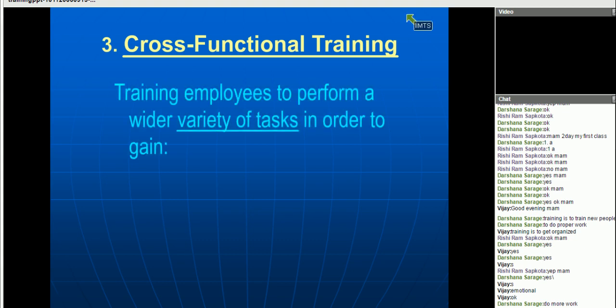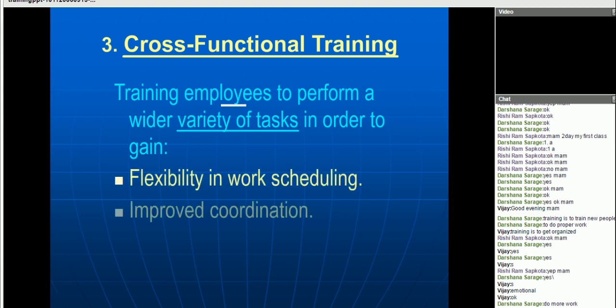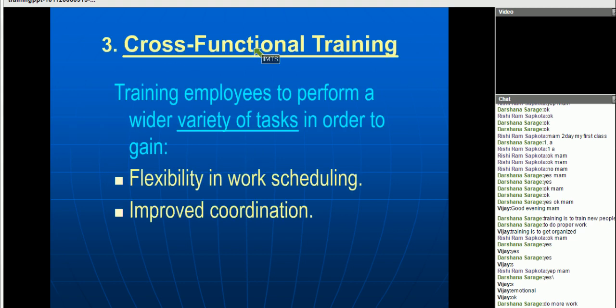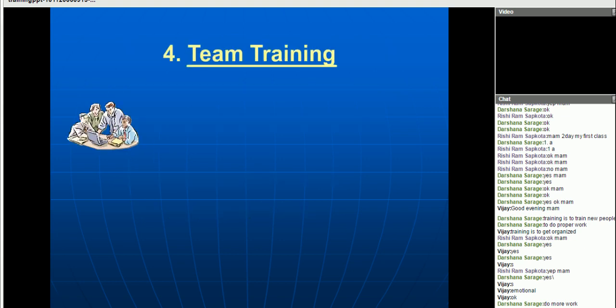Now, cross-functional training is training the employees to perform a wider variety of tasks in order to gain flexibility in the work scheduling, improve coordination. That one I was talking about, like if there is a change of department, previously one is in the accounts and now has been shifted to administration. So in that case, this type of training will be provided, cross-functional training. And this is the point at which you feel that yes, I'm growing, I'm learning new things with the change in my role.